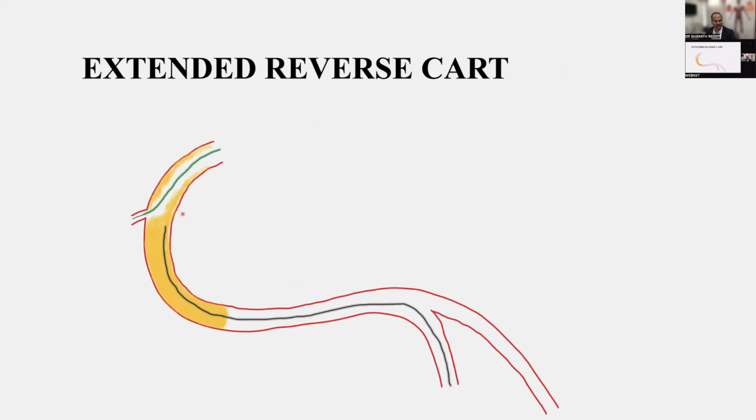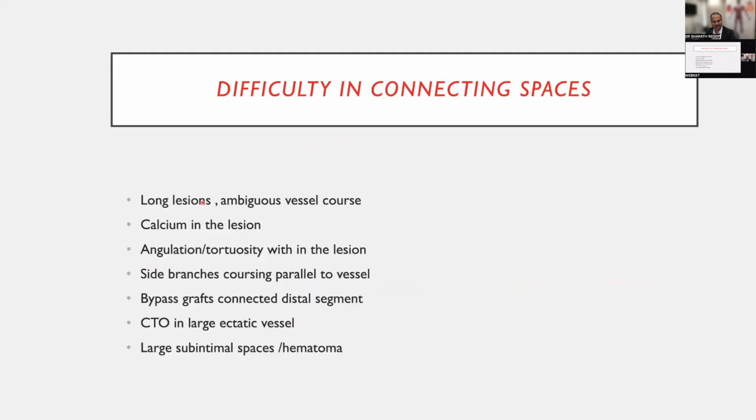And in ambiguous cap CTOs where you have just gone retrograde, if the vessel size is not significant, you can just take an extended reverse CART. You will do it proximal to the lesion. So inflate the balloon and send the wire into the space. This is the extended reverse CART. So these are the reasons where your reverse CART can fail.